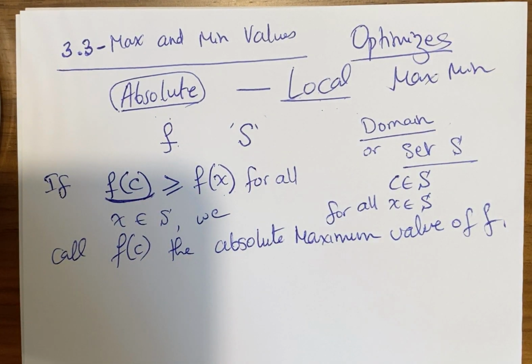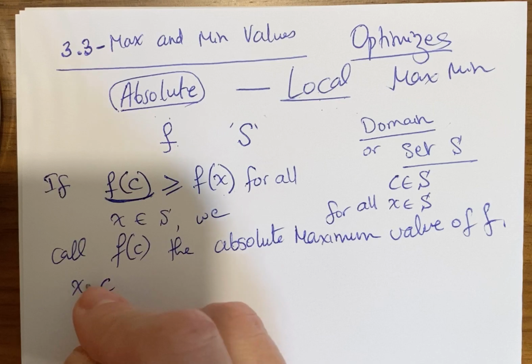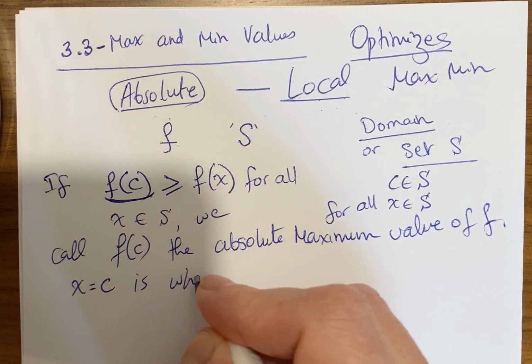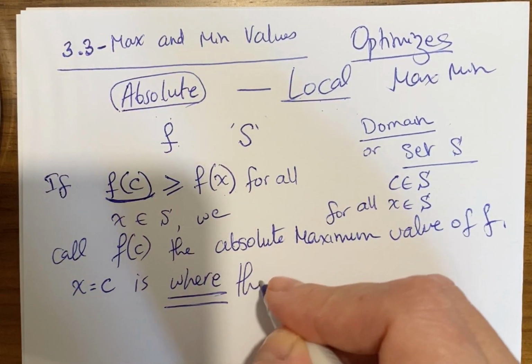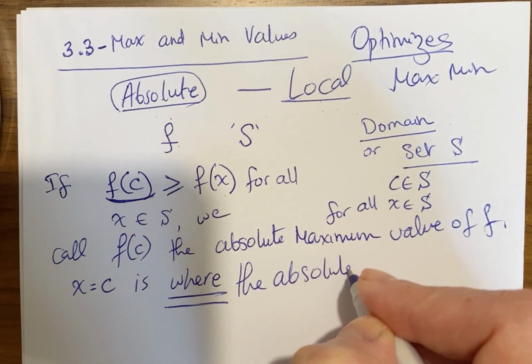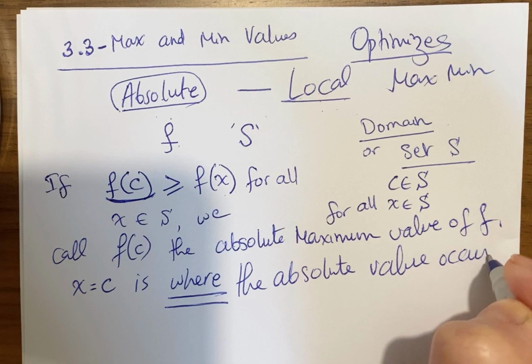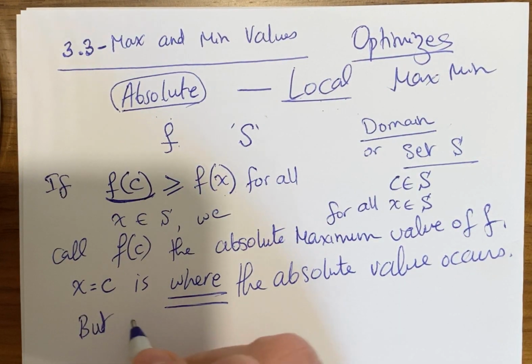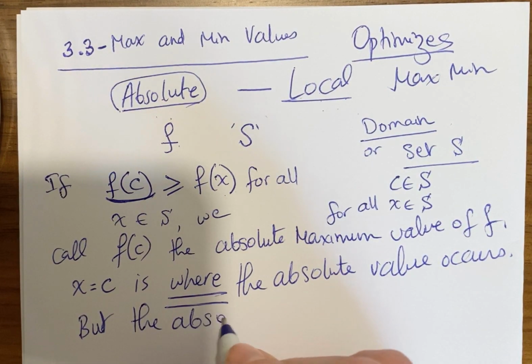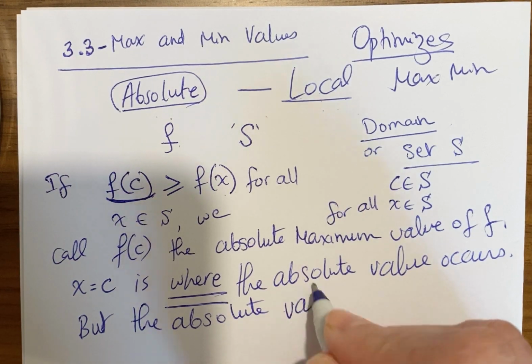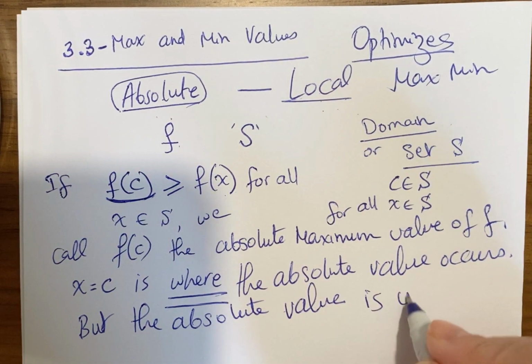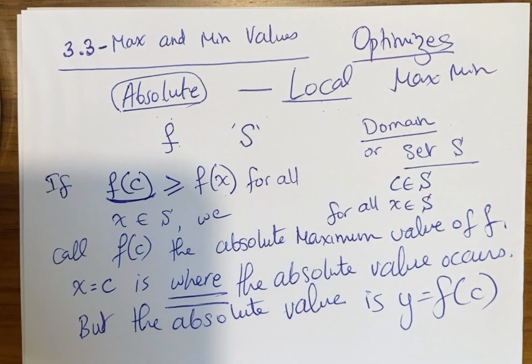I ask many students later on, they will say, for example, c is the absolute maximum. No, x equals c is where the absolute maximum occurs. But the absolute maximum itself is the value of y.